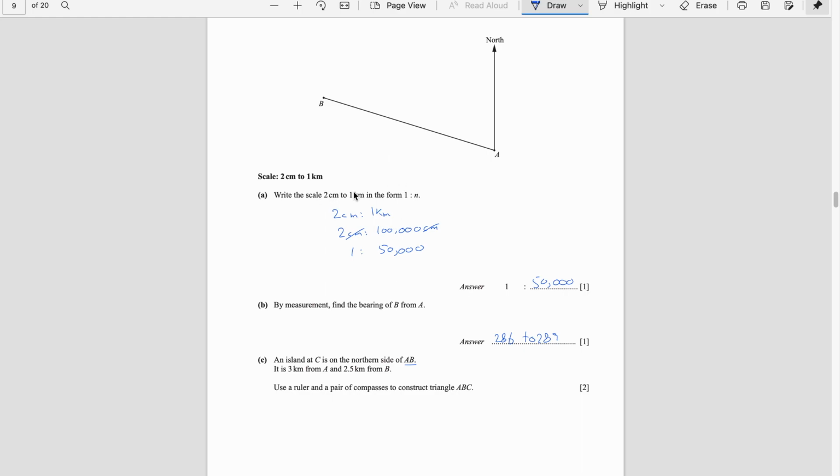So 2 centimeters is 1 kilometer. If it is 3 kilometers, using this ratio of 2 centimeters to 1 kilometer, for 3 kilometers it would be 6 centimeters.